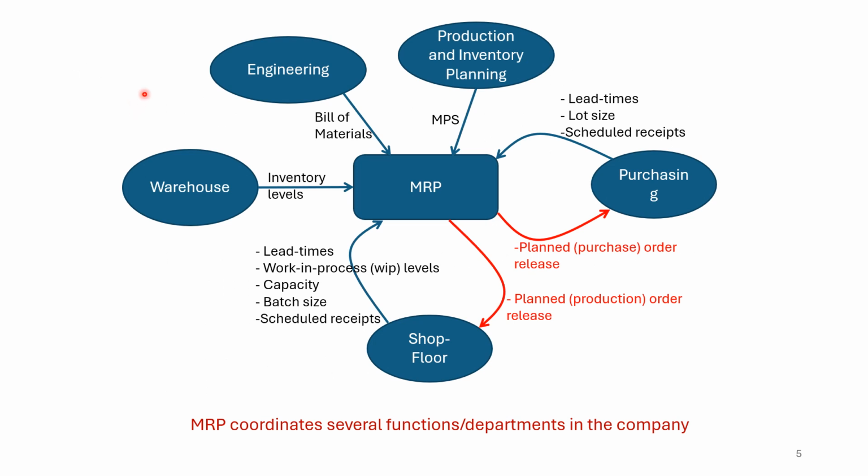So this slide is crucial because it shows us how the MRP acts as a central hub and how it coordinates with various departments in a manufacturing plant. And to illustrate the concept, let's stick with our car manufacturing company example. So let's start at the top of our slide, where we have the production and inventory planning, or the MPS.